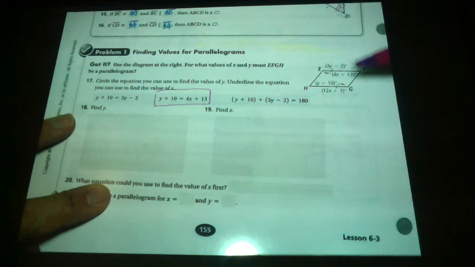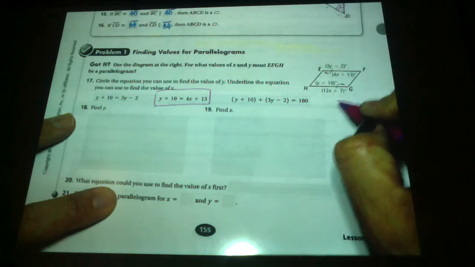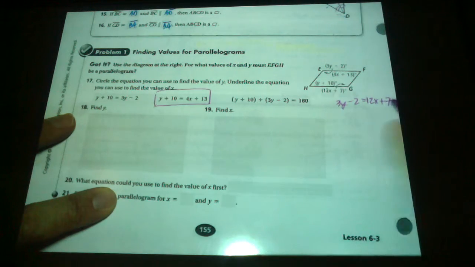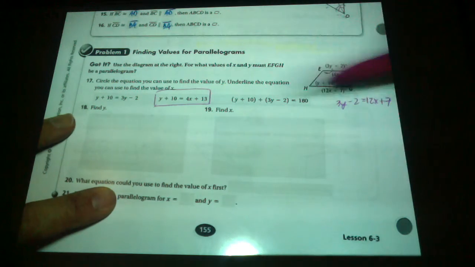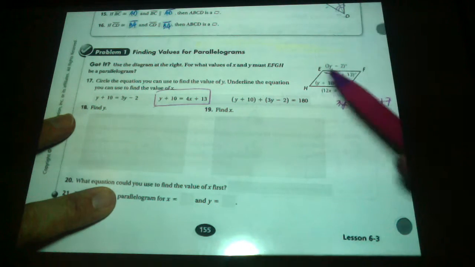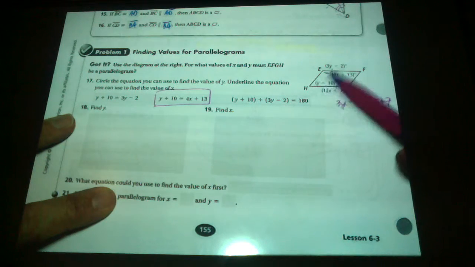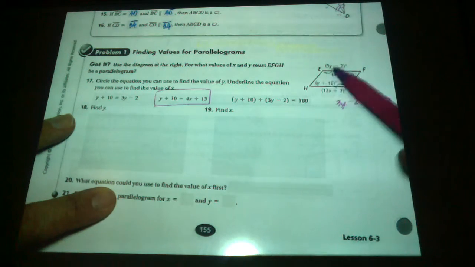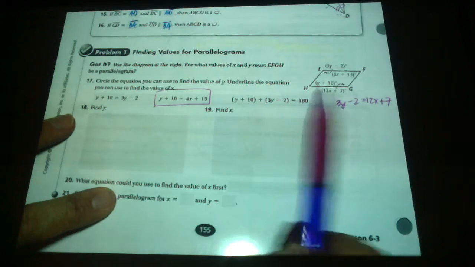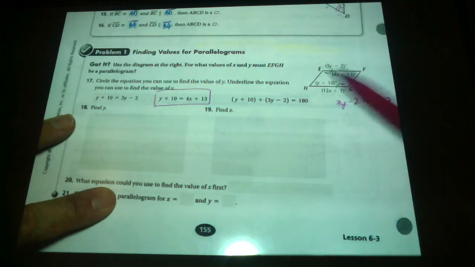So we could do that. I'm going to put that up here to the side: 3y minus 2 equals 12x plus 7. What's wrong with that one? What's wrong with both of these? Equation with two unknowns, right? So then, remember that we also have consecutive angles are what? Supplementary. So I could add these together and set them equal to 180. Add these, set them equal to 180, or these, or these.